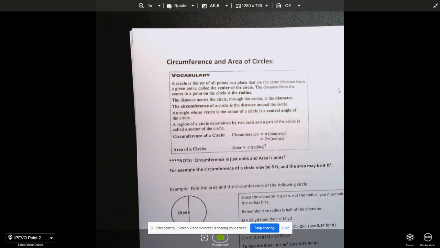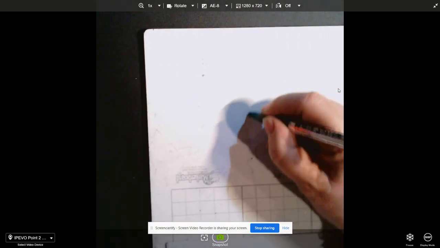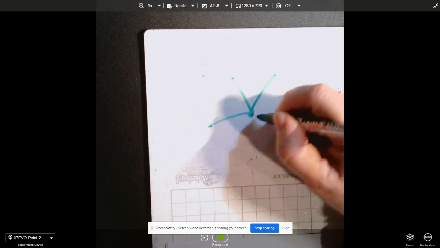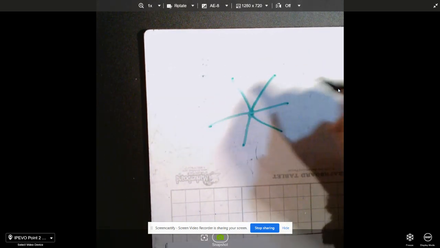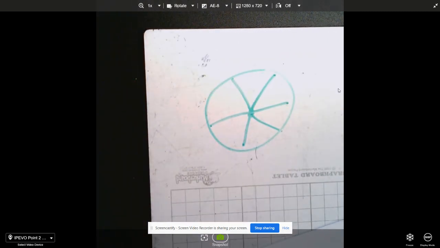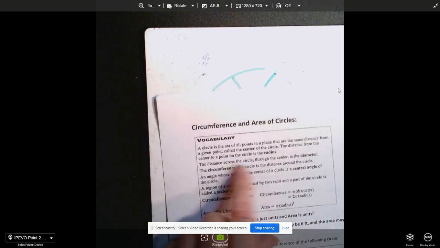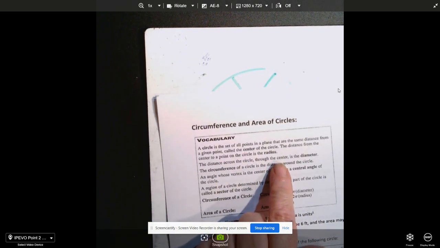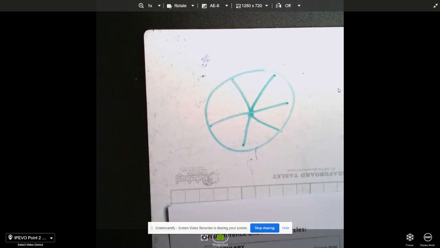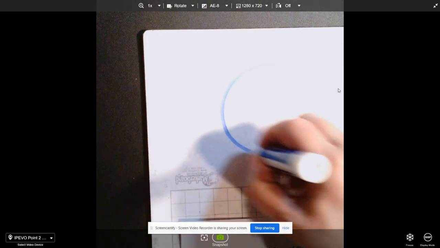All that's saying is that if I have some center point and I have some set distance away from that point, I can create a circle. That's really all that is saying. The distance across the circle is called the diameter. So again, I don't think this is anything that is completely new to you. I'm sure you have talked about diameter before.